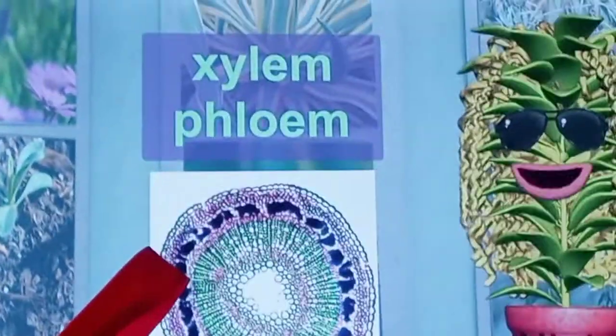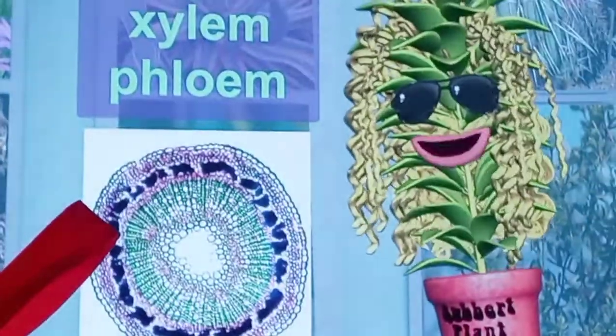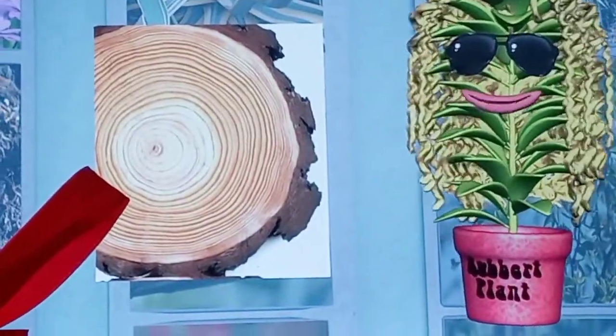Hey kids, let me tell you my experience with xylem and phloem. They are kind of like the circulatory system of the plant. When someone chops down a dead tree, those rings are what's left of old xylem cells. And if you ever see sap dripping from a tree, that sap usually comes from the phloem.